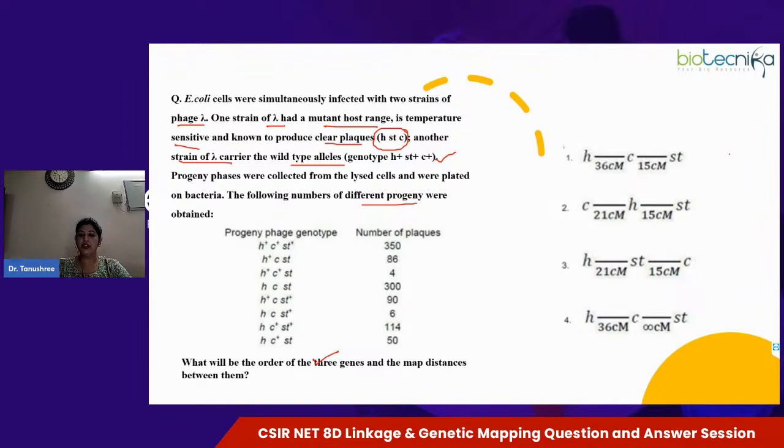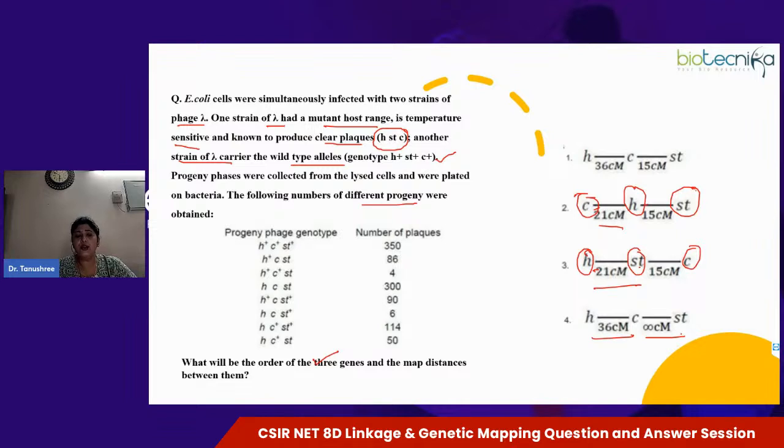Four options are given to you. The order is HCST, or CHST, or HSTC, or HCST. Even the distance between them is given, like whether the distance between the H and C alleles is 36 centimorgan or 15 as in the first option, and for the second some other value. For the third, again you can see the values are the same but the arrangement of the alleles is different. It is HSTC, here it is CHST. So C to H 21, H to ST 21 centimorgan, like that. And for the fourth, it is H to C 36 and C to ST infinity centimorgan. So what do you think is the correct answer over here?